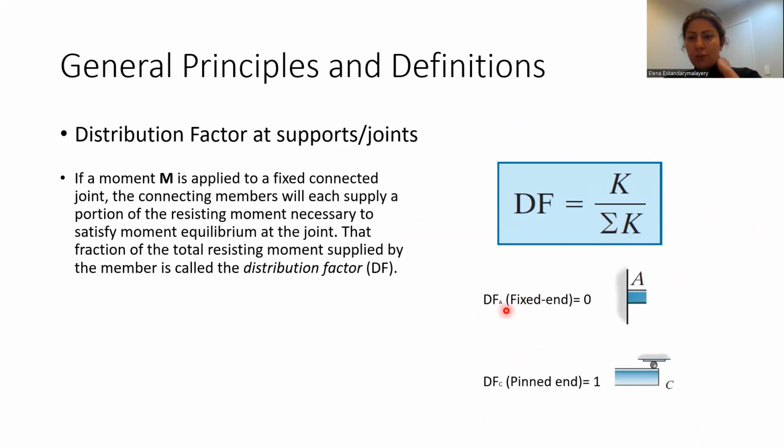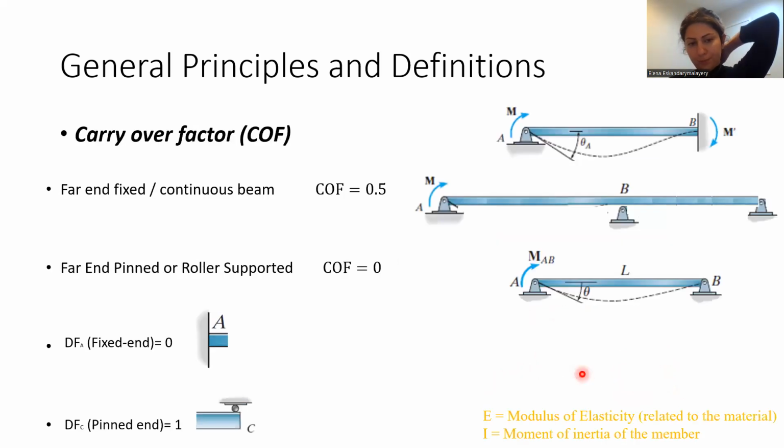And also, if you are at a joint that is a support: if it is a fixed support, the distribution factor equals 0. And if you're at the roller or pin support, the distribution factor equals 1.